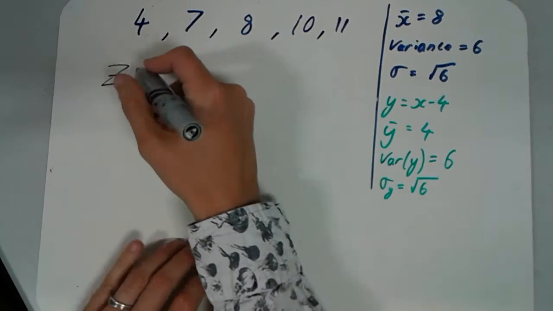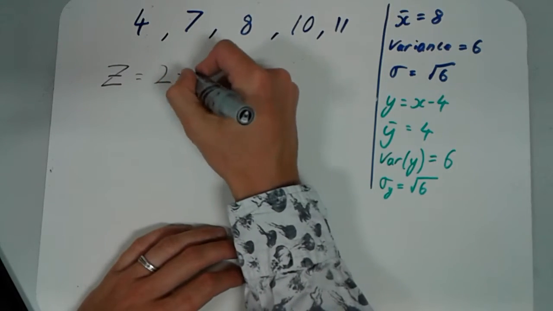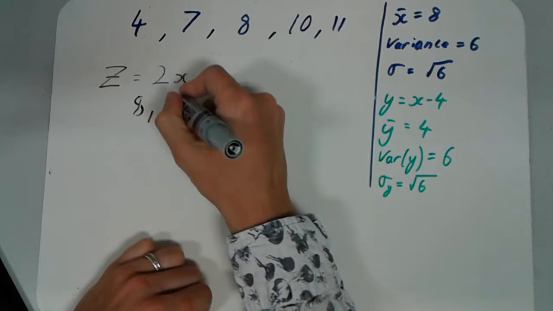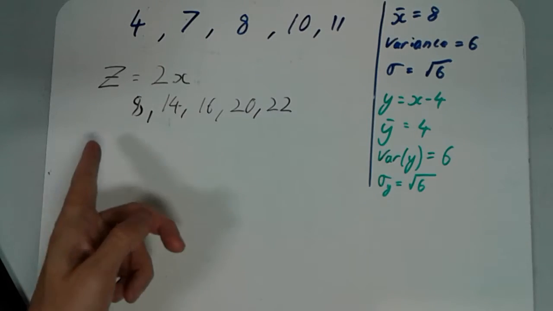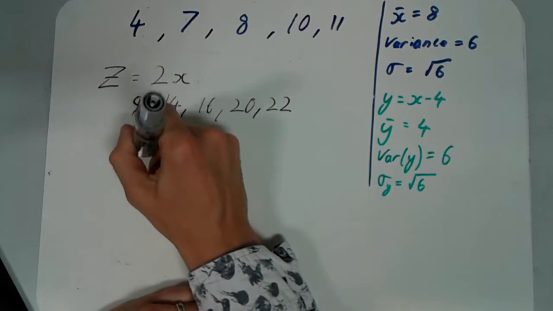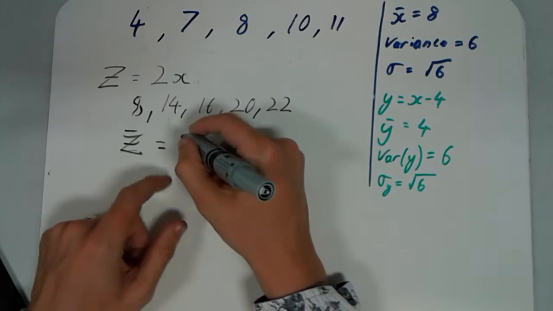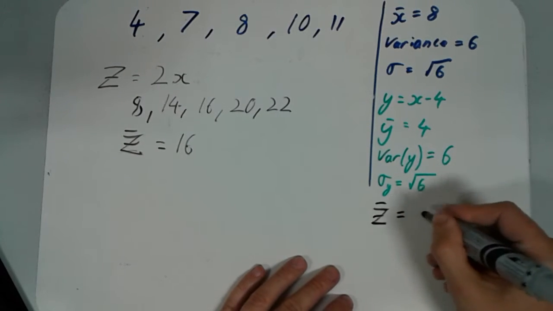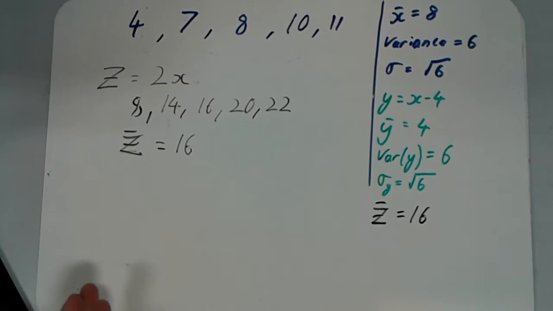So we'll now look at z, and we'll say that for z, we're going to double all of our data. So that gives the data 8, 14, 16, 20, and 22. We calculate the mean of this, so add them all up, and that's going to give us 80. 80 divided by 5 gives us a mean of 16. Again, I think that's expected. If we double all of our data, the average will also double. We're going to get a mean of 16.